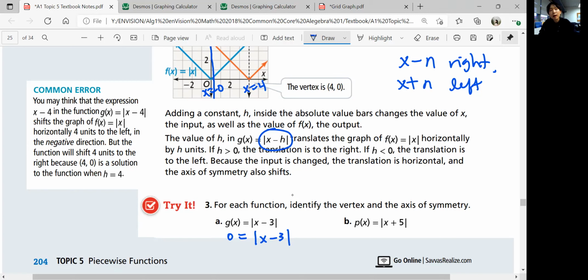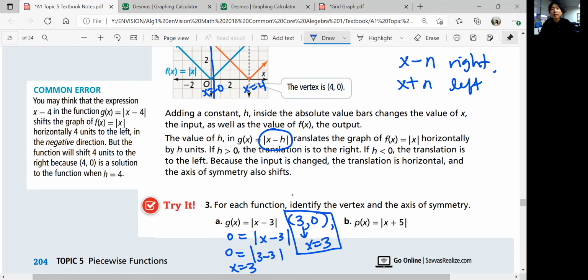Positive 3, right? 3 minus 3 is 0. So x has to be 3. Okay, so your point is 3, 0. Instead of 0, 3, it's 3, 0. That is your vertex. Your axis of symmetry is x equals 3. Okay, that is your answer.